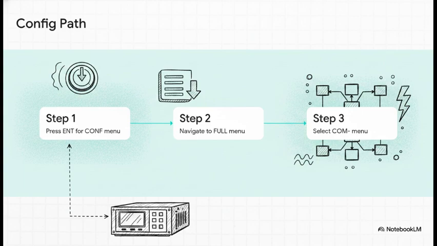Step 2, you're going to navigate down to the full menu. And step 3, just scroll until you find the communication submenu. You'll see it labeled as COM-. Once you're inside there, you just select the Modbus Field Bus menu, and boom, you'll find all those parameters we just talked about.